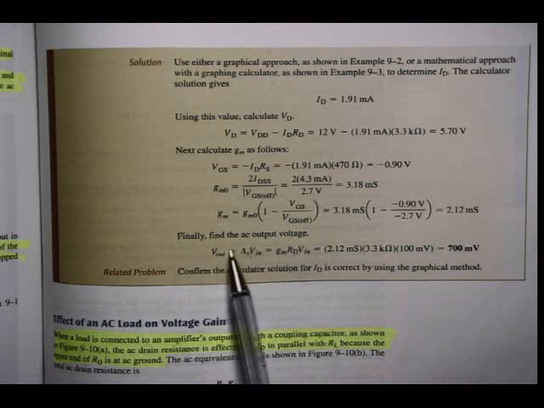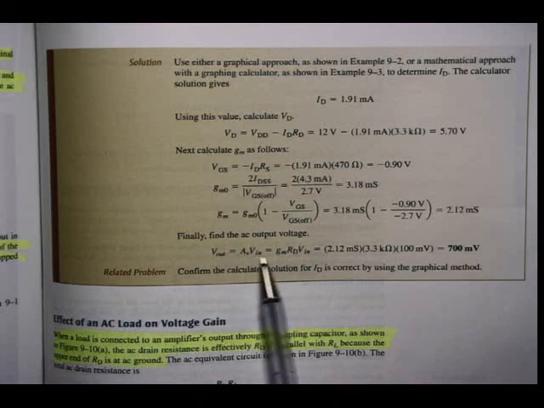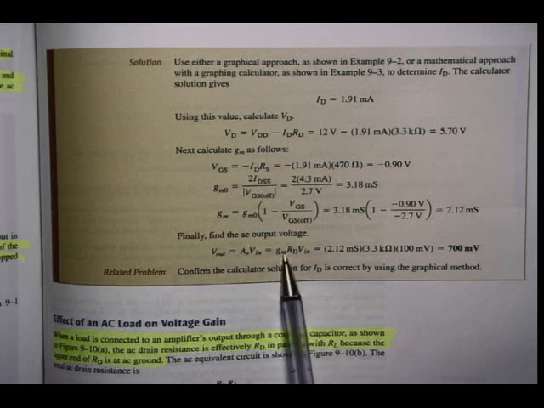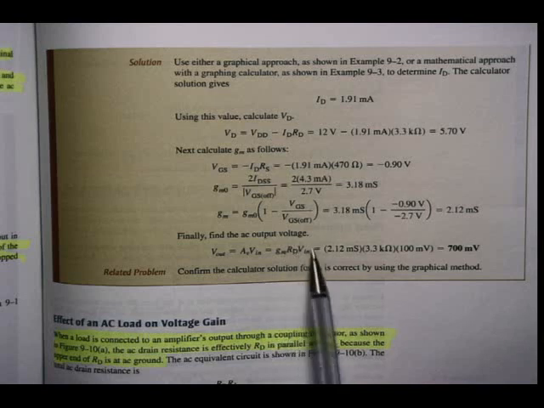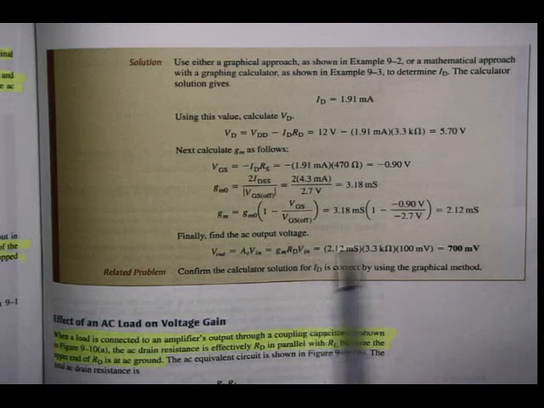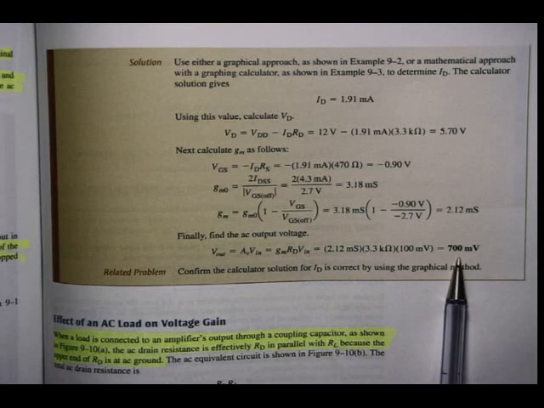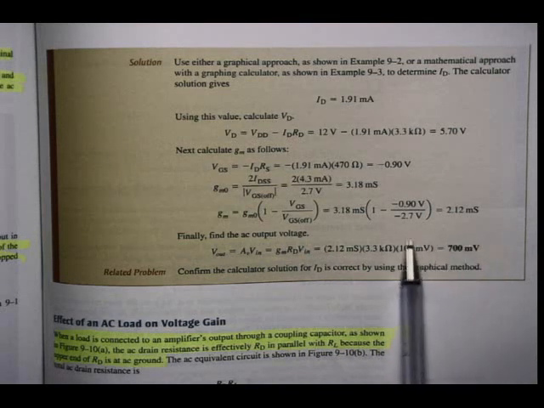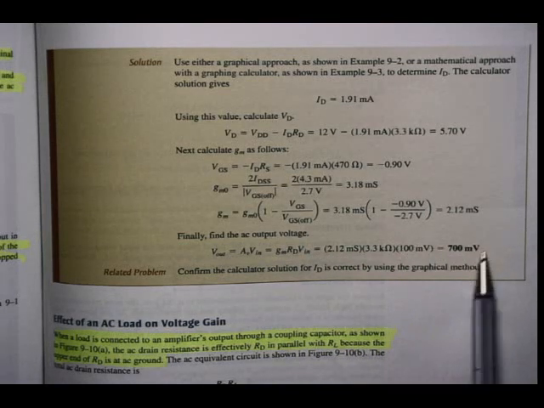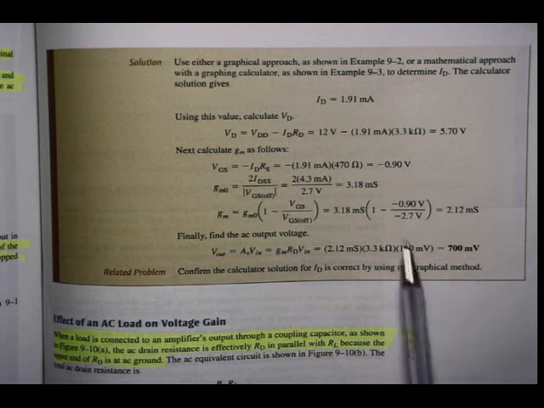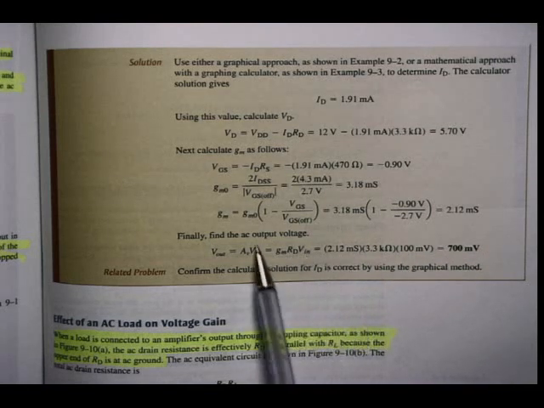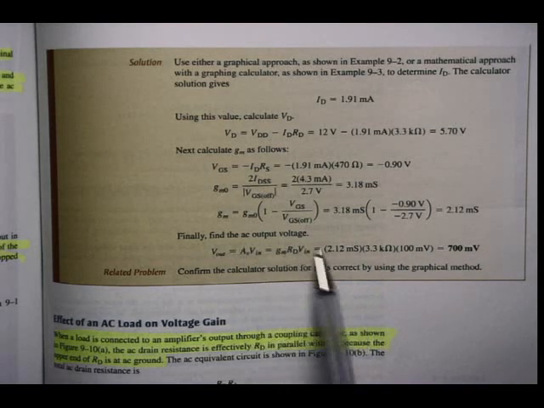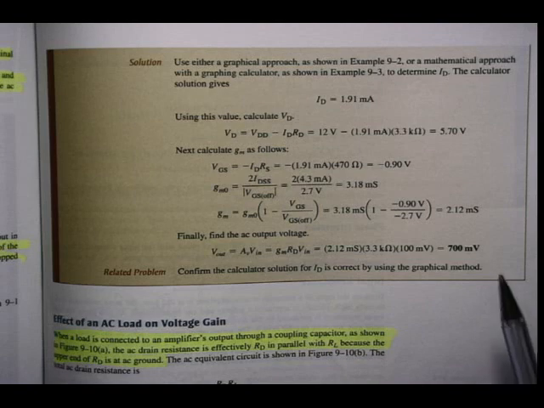Finally, you can find the output voltage, which is voltage gain times Vin, which is GM times RD times Vin, and in this case, 700 millivolts. So I can see the input signal was 100 millivolts, and the output is 700 millivolts. So I can see here that the gain was 7. In this case, 7 times 100 is going to give me 700 millivolts.